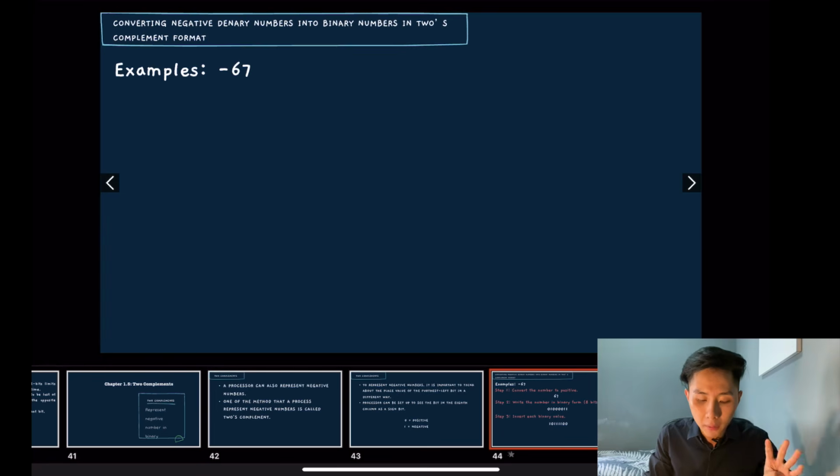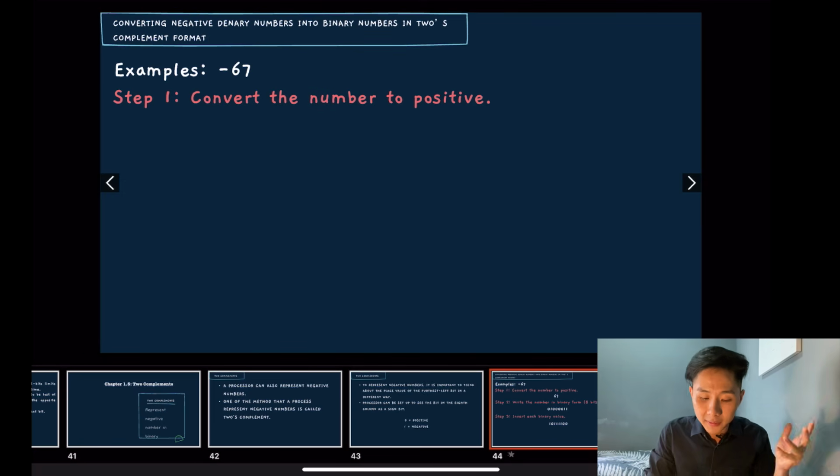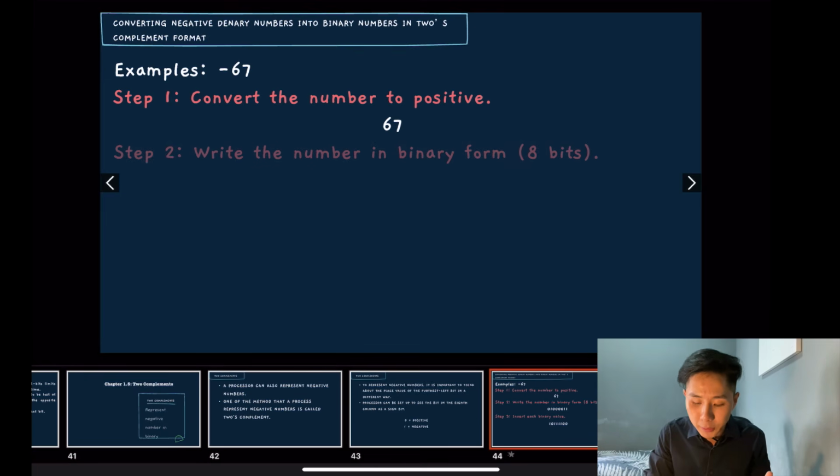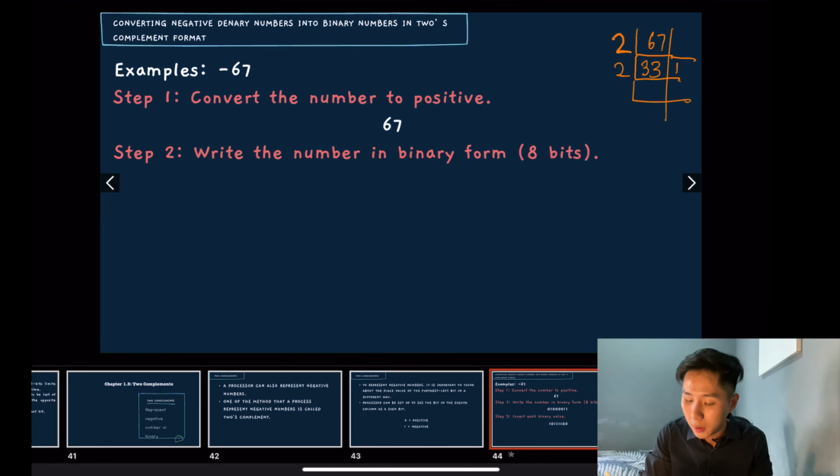There are 4 steps involved in converting a negative denary value into 2's complement. First of all, we convert the number into positive. So negative 67, we just convert it into the value of 67. In step 2, we write the number in binary form. What is the binary number of 67? Just to revise, this is how we do it. We keep dividing by 2 and we get the remainder. 33, we got the remainder of 1. 33 divided by 2, we get 16 and remainder of 1.